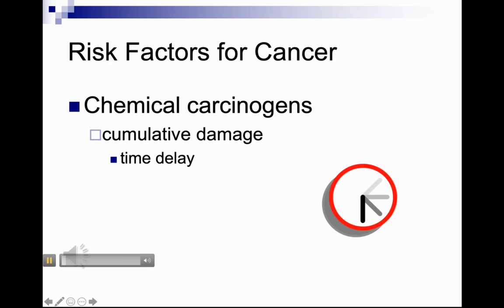Chemical carcinogens usually have a cumulative and time delay effect, meaning that it can take years following exposure to a carcinogen before you mutate the DNA to the point that you have a malignancy. That helps to explain why certain malignancies are more common as a person ages. Cumulative damage in the DNA has resulted in a malignant DNA change.